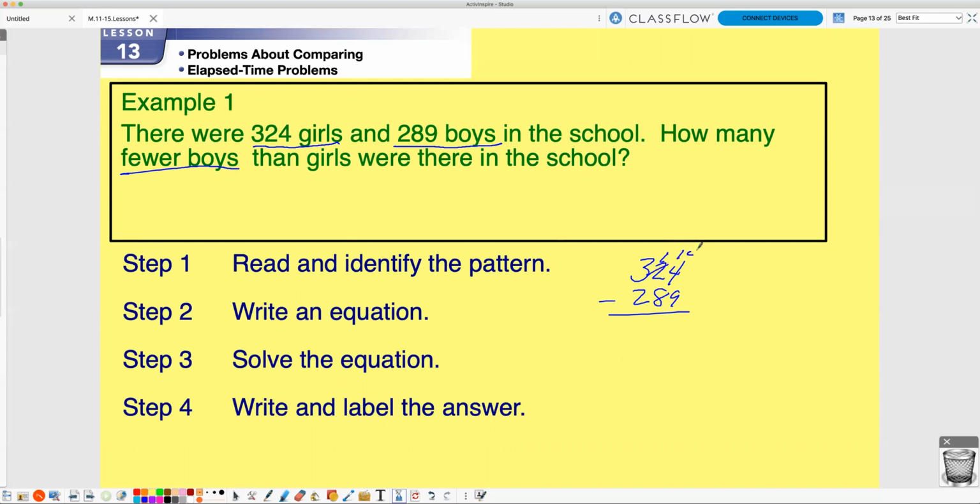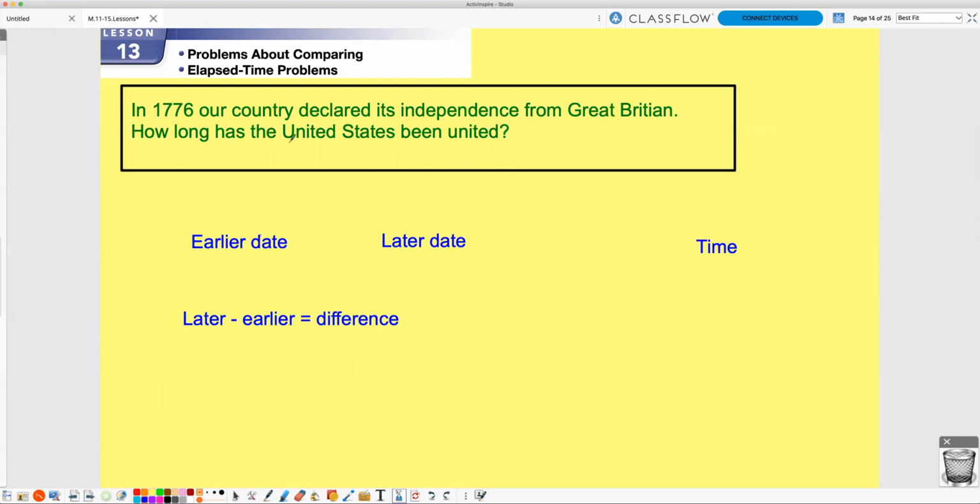When I change this to 14, that'll go in there 5 times. I've got to borrow here. That turns out to 11. 11 minus 8 is 3. So the label, it says how many fewer boys than girls. So it should be 35 boys. And actually be more specifically fewer boys. That's the question it's asking right here. How many fewer boys than girls? So 35 fewer boys.